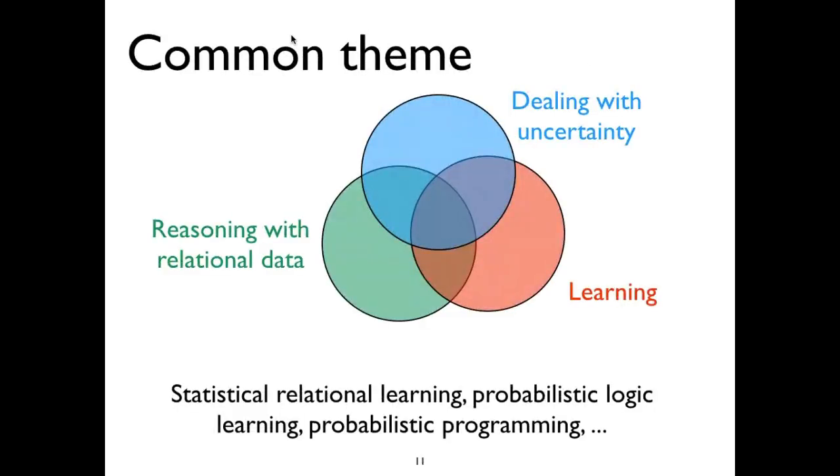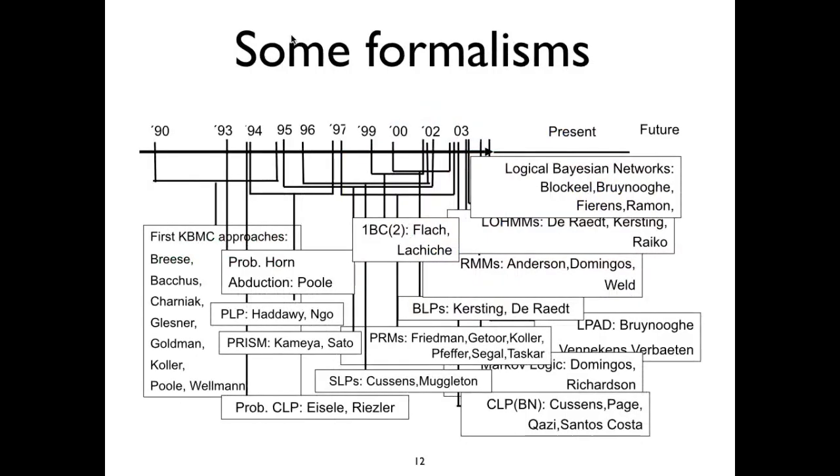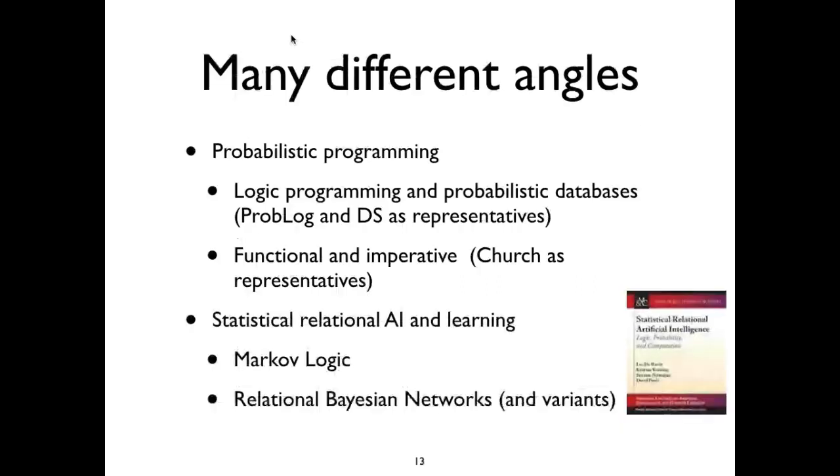So there is a common theme here, and probably Christian showed you this slide already yesterday. There is this learning that you're interested in. It's dealing with uncertainty, and it's reasoning about relational data. There are zillions of formalisms around, and again, Christian has shown this slide, I'm pretty sure. He probably showed actually a more modern version of that goes further than 10 years ago, because many, many things have happened since. What I do want to stress is that there are at least two different angles, and I already mentioned that at the start.